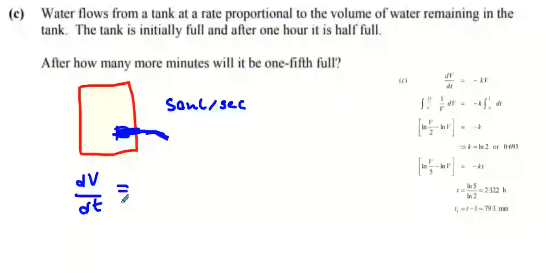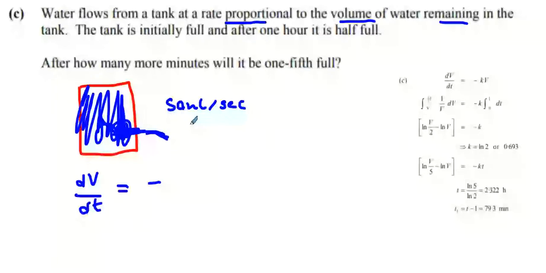Now, you have to understand that it's decreasing in volume. You're leaking water, which means it's negative. You're not filling it up. And it says the word proportional to the volume that's remaining. As an example, if my tank was fully full, I could start off leaking 50 milliliters per second. But as this tank empties, my rate of flow will go down. Near the end, it could be only something like 10 milliliters per second.